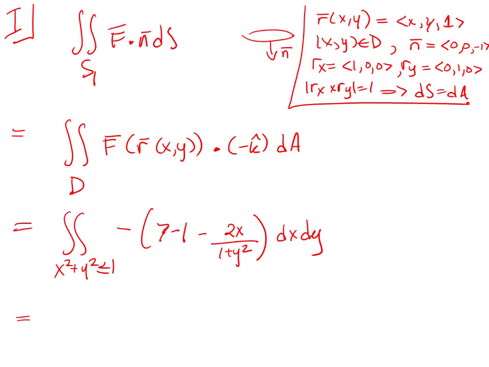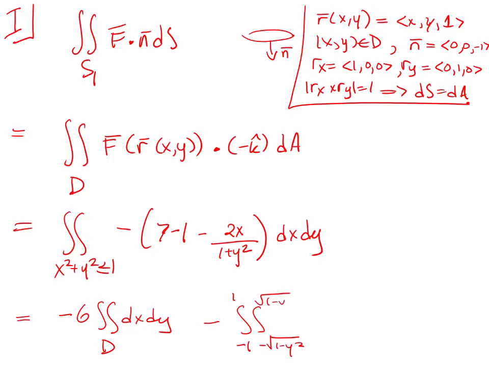So the first term, let's pull out the constant term. So it's going to be minus 6 times the double integral, let's try dx dy, minus the double integral. And now let's write this as an iterated integral. So y goes from minus 1 to 1. x goes from minus square root of 1 minus y squared to square root of 1 minus y squared of the quantity 2x over 1 plus y squared dx dy.